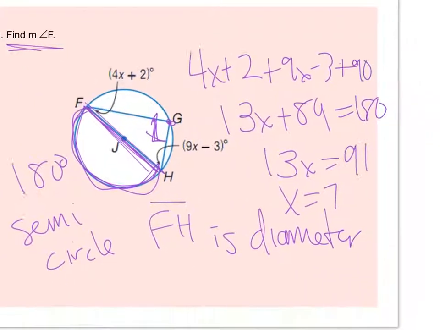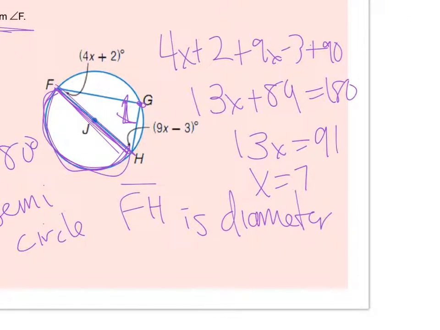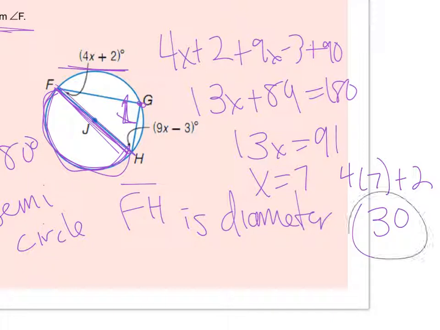So now, what do they want to know? They want to know, figure out F. So F is 4x plus 2, so that's 4 times 7 plus 2 is going to be 30. So F is going to be 30 degrees.